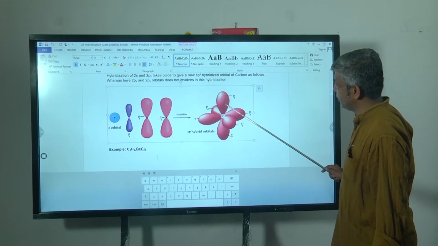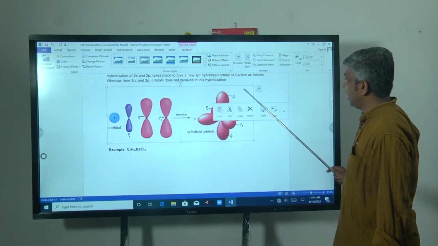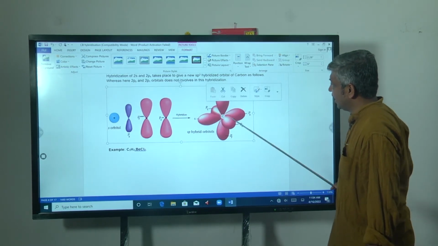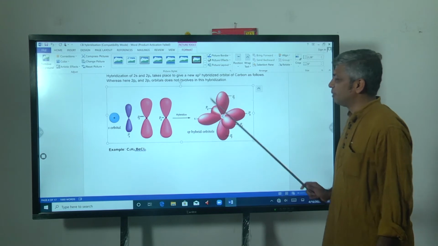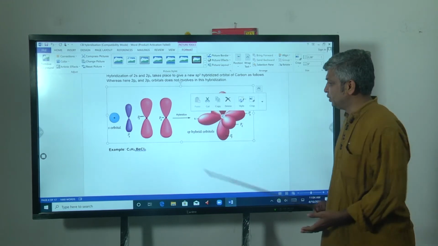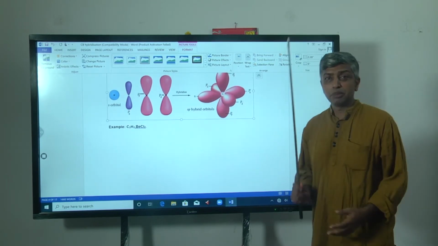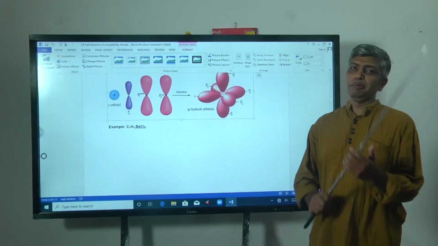Here py is not involved, and the complete diagram is here. Another one is where pz is not involved, you can see it complete, and the other is px and s orbitals themselves. So you have this many nodes. So that is the representation of sp3, sp2 and sp orbitals.